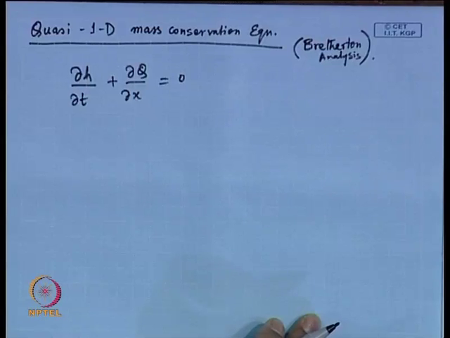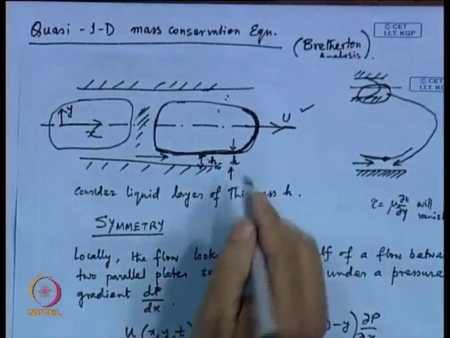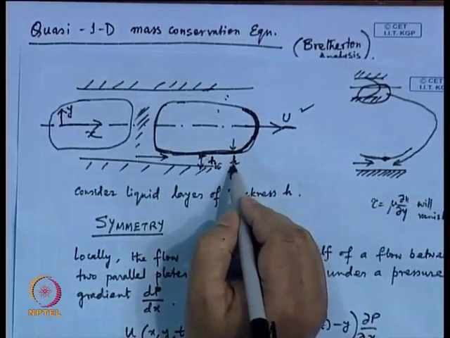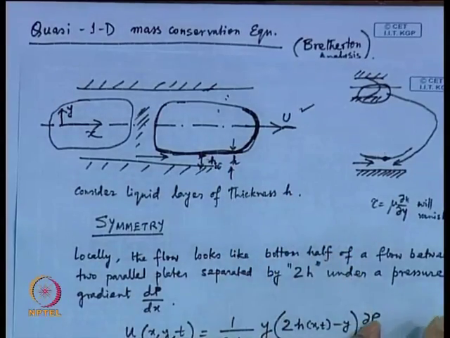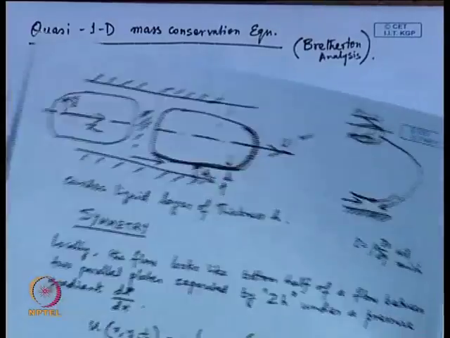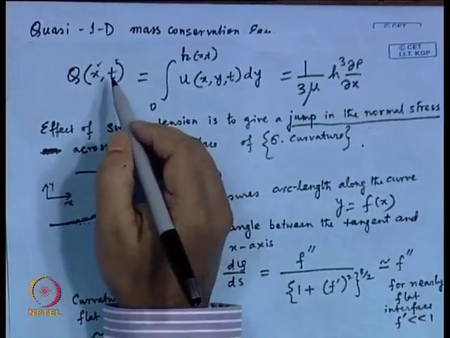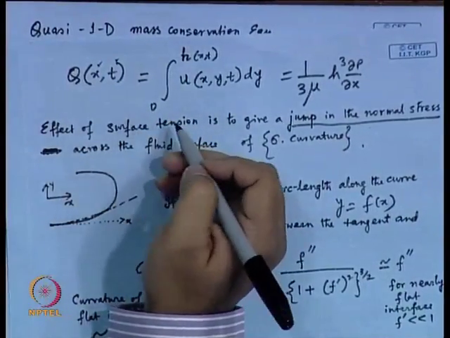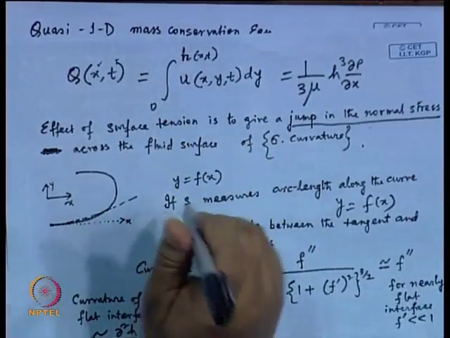What is H? You know by now. H is a function of X and T, basically the annular thickness H. H is changing with X and with T. So, on one hand you have del H del T, and on the other hand you have Q, which you get by taking the velocity profile and integrating it. But mind it, it is not exactly the flow rate; it is probably the flow rate per unit depth, per unit width of the microchannel perpendicular to the paper.